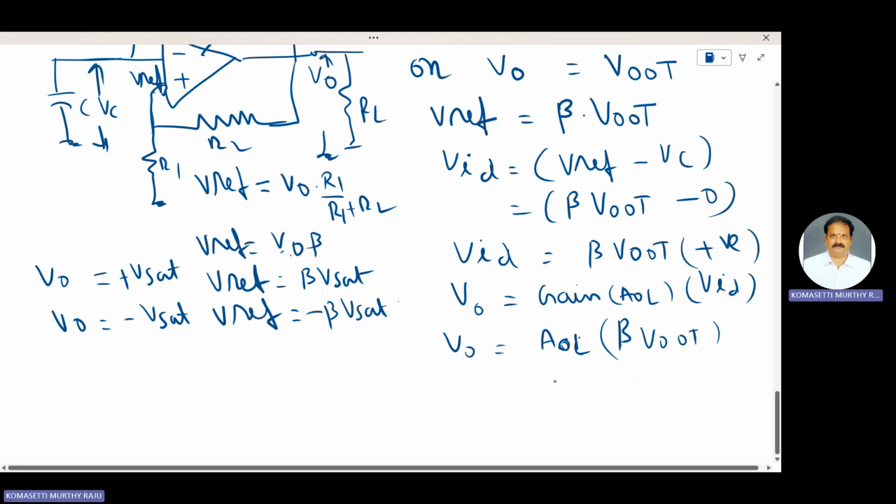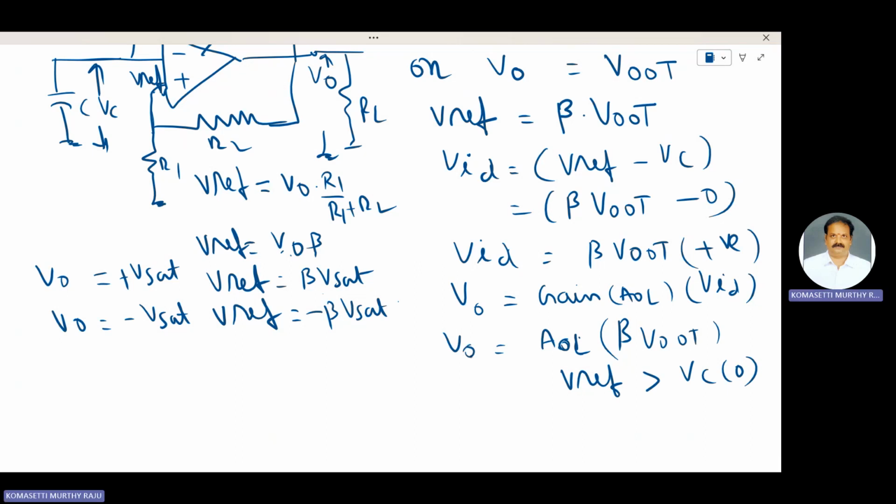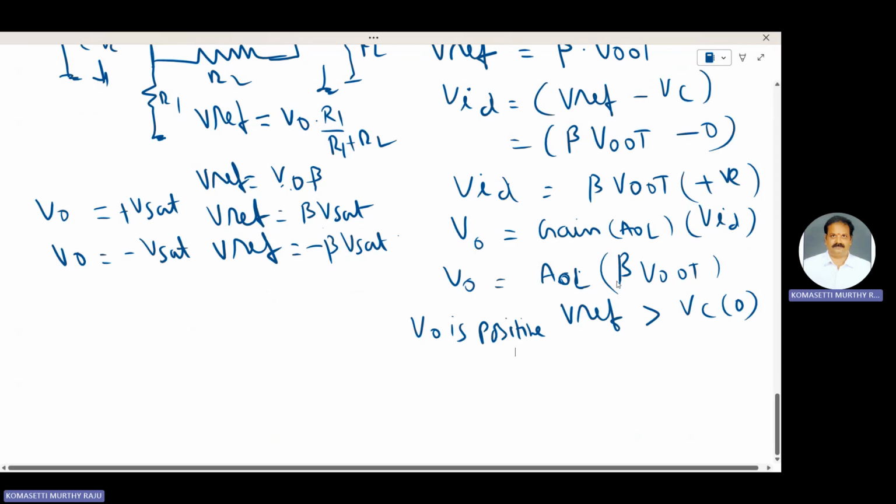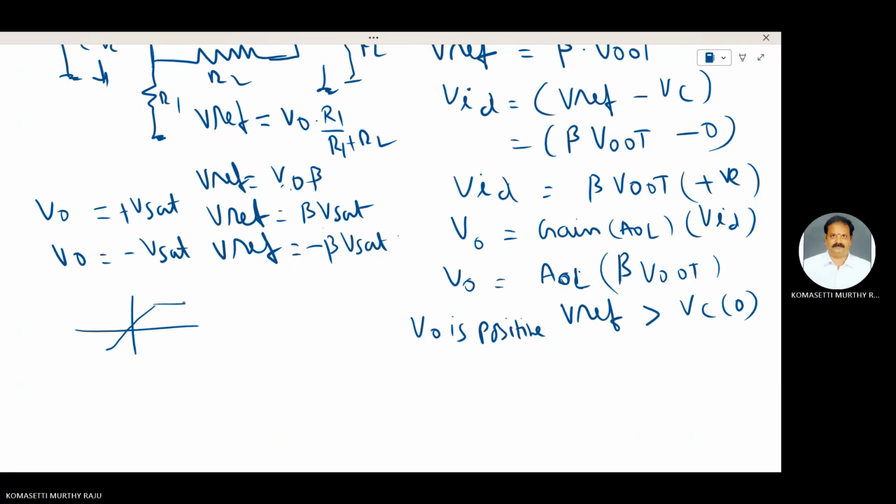The difference signal here: V reference is greater than VC, which means VC is 0. Therefore, the output is maintained at positive. V naught is positive means, according to the characteristic curve, the output is V set.